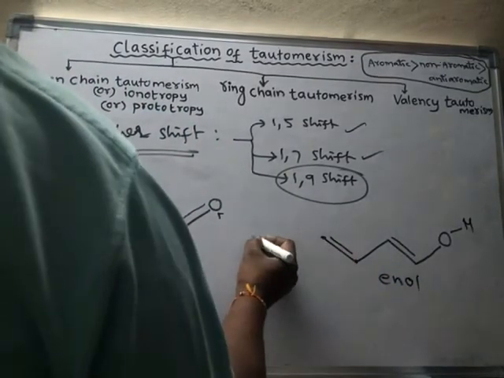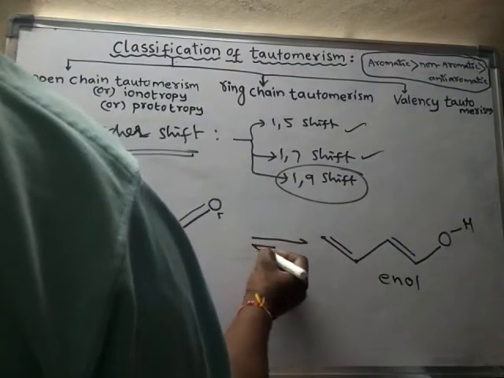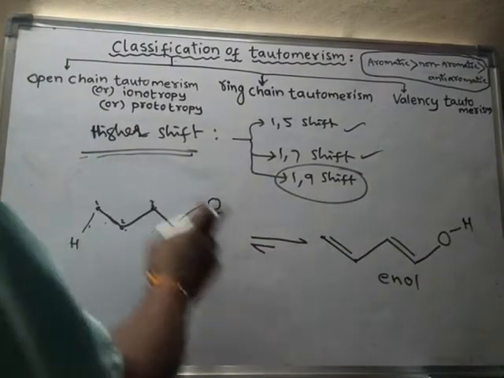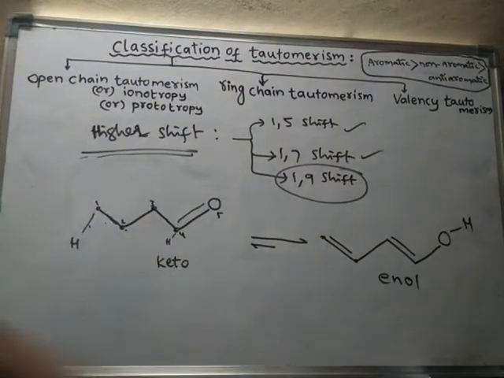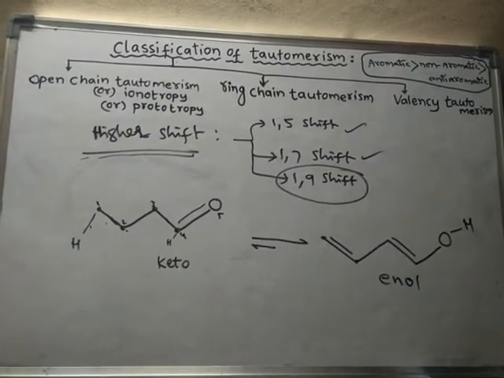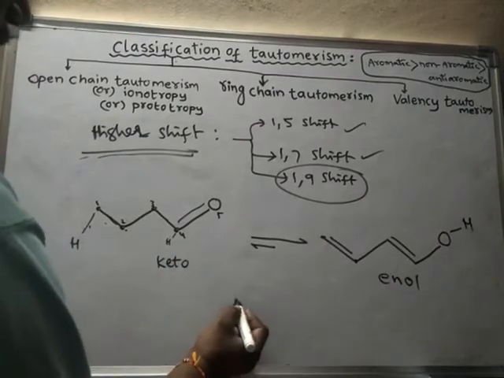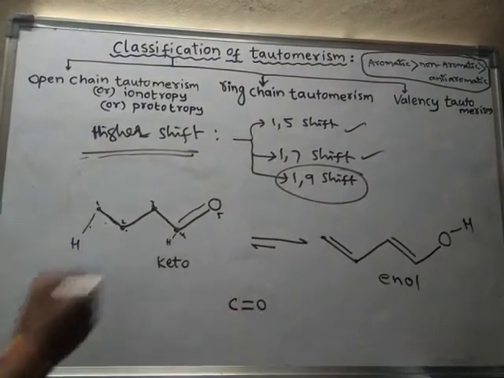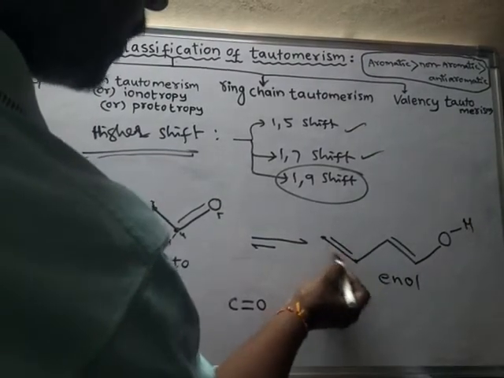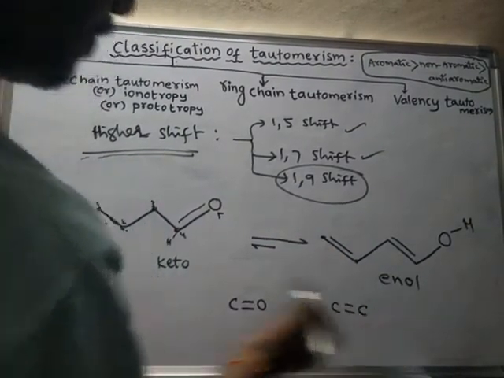See here, the enol form is more stable than the keto form. So in higher shifts, the enol form is more stable than the keto form. Remember that in general, keto forms are more stable than enol forms, because in the keto form there is a double bond between carbon and oxygen, whereas in the enol form there is a double bond between carbon atoms.